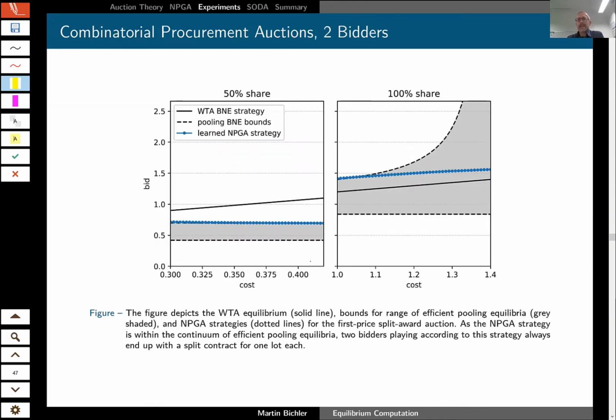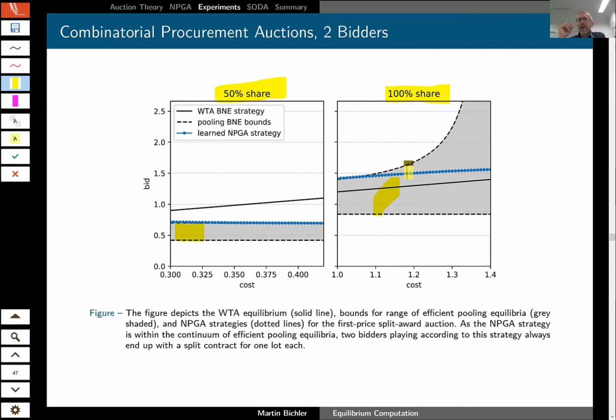And last but not least, and that was the reason why I was telling you about these split award auctions at the beginning. These are the results for the split award auction. So that now needs a bit more explanation. I was telling you about this specific scenario where we have 2 bidders and 2 lots. So the 50% lot or share and the 100% share. And the gray shaded area now in here and in here, this is the range in which we can find pure Bayes-Nash equilibrium. So there is a whole range, right?